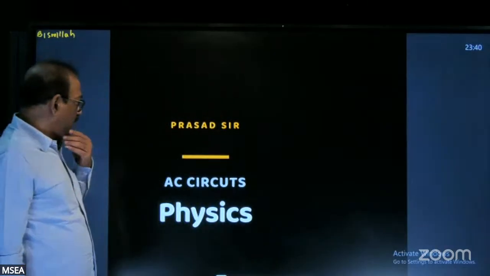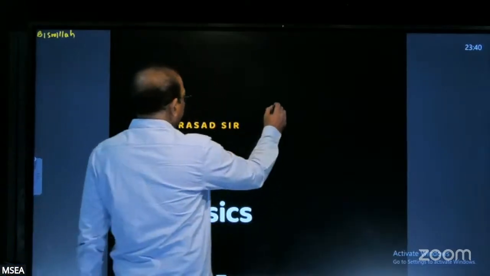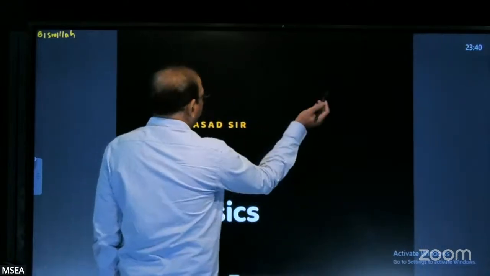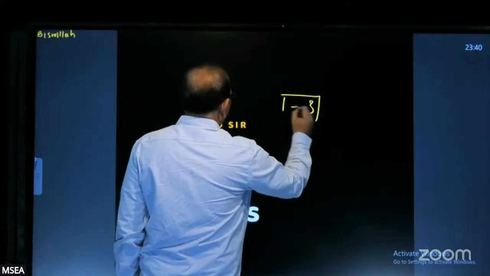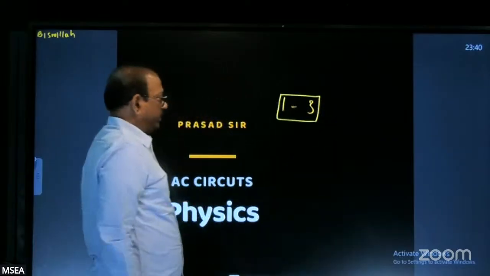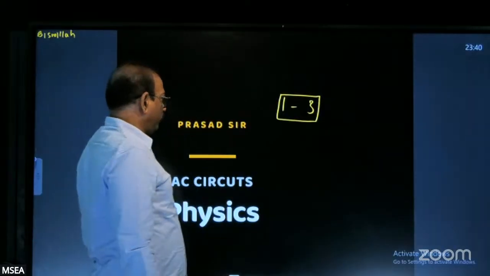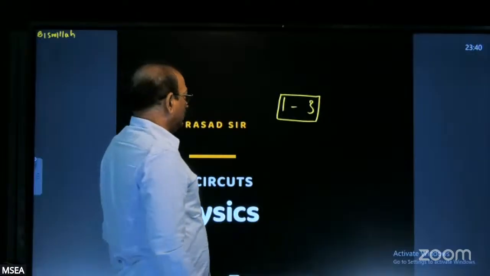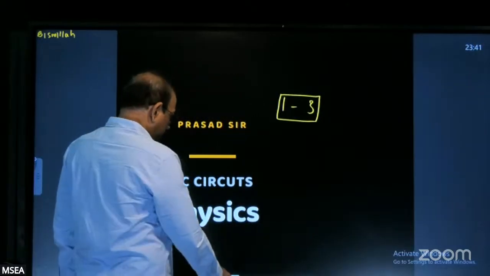Today's topic, AC circuits. This chapter contributes 1 to 3 questions in the NEET exam. In the last May 3rd exam, 2 questions were given. Usually 1 to 3 questions come from it in the NEET exam. And in this chapter, you need to focus on concepts, formulae and numerical problems.